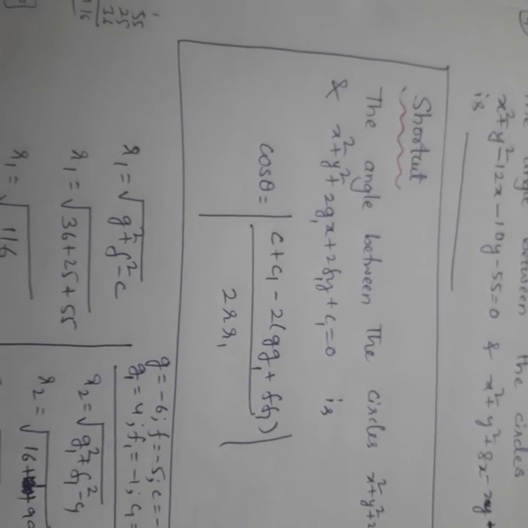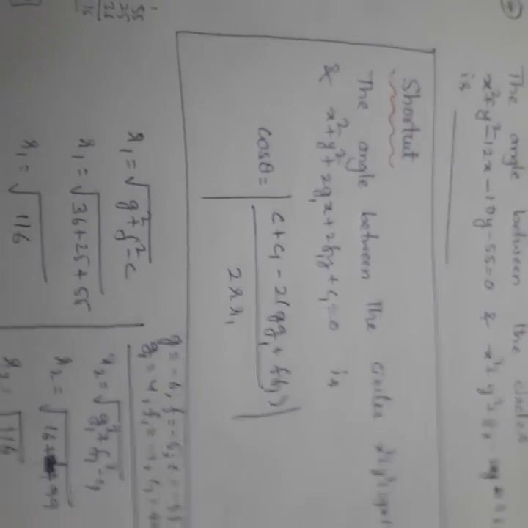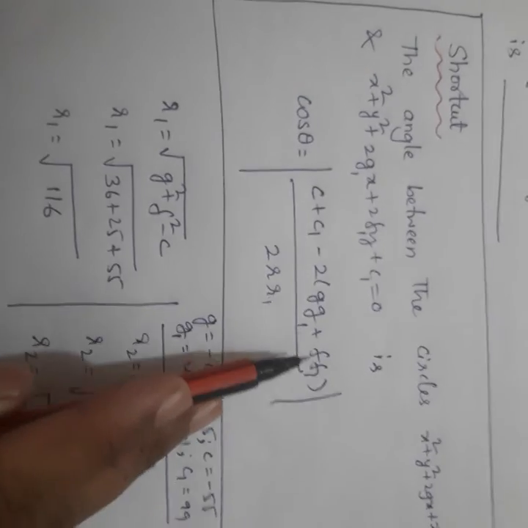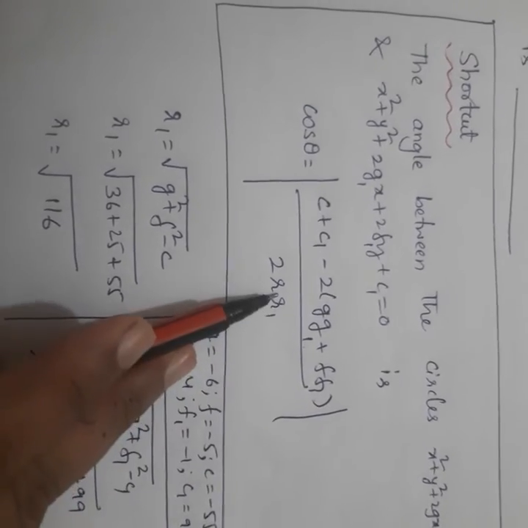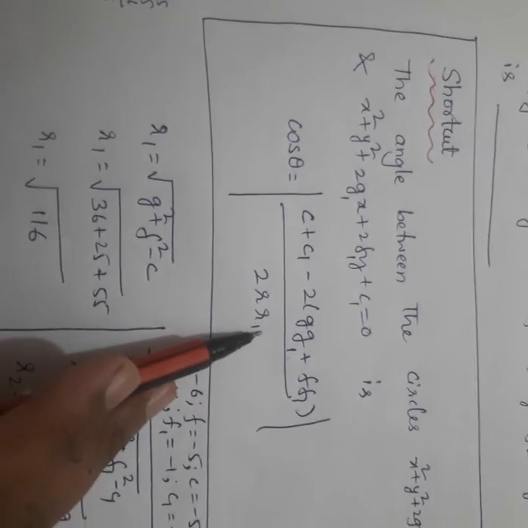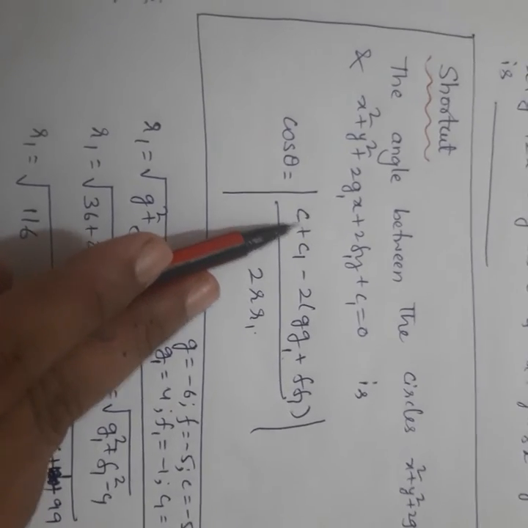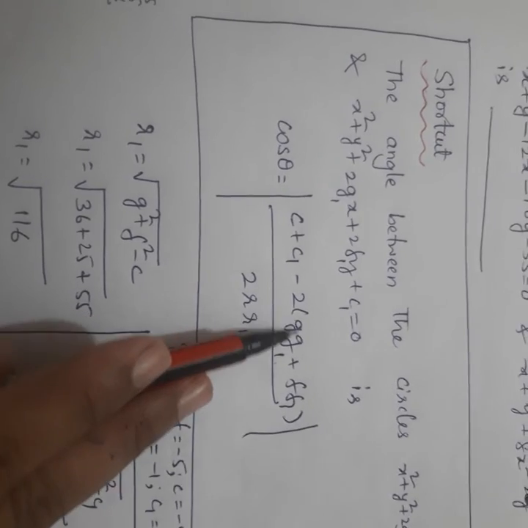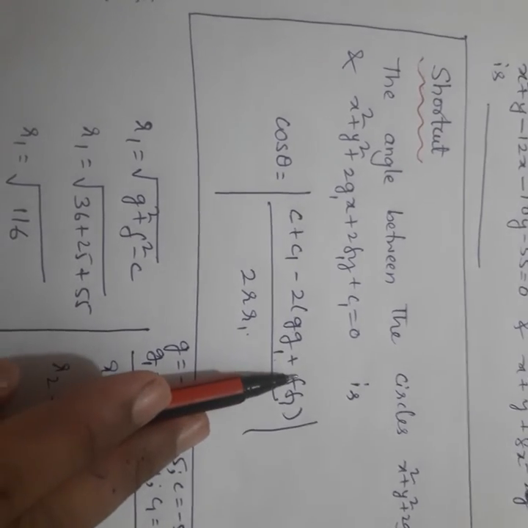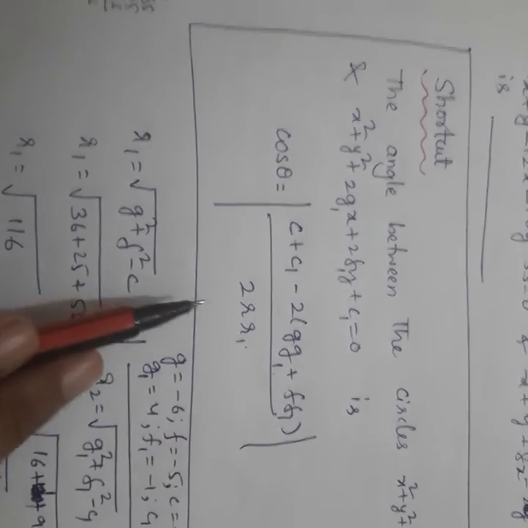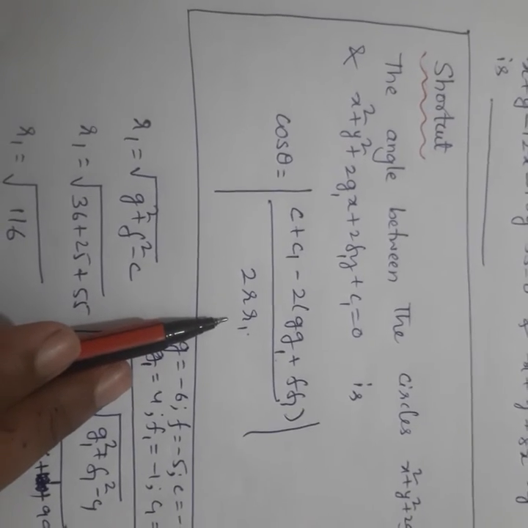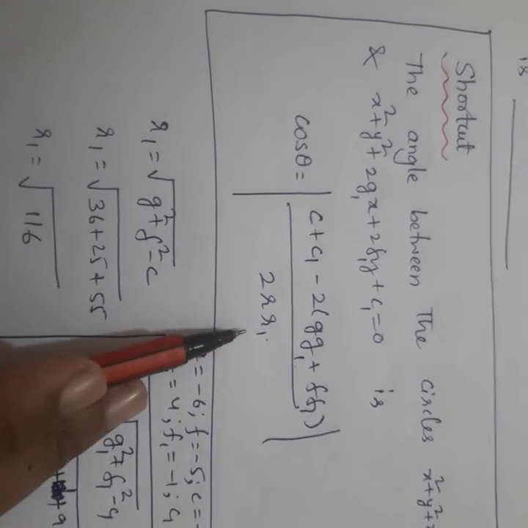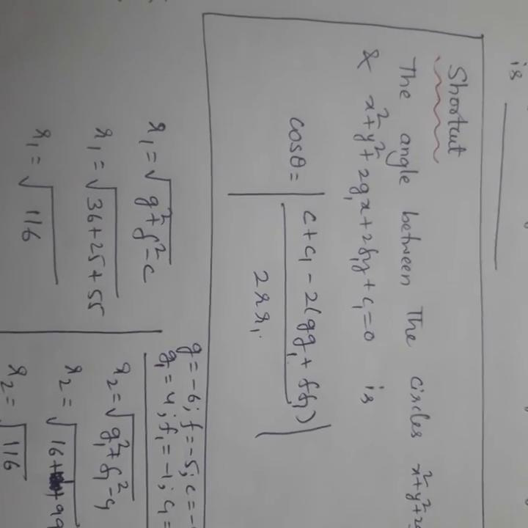So what you have to do is find the c value, c1 value, g value, g1 value, f value, f1 value, r value and r1 value. That is, the first circle's c value, the second circle's c value, the first circle's g value, the second circle's g value, the first circle's f value, the second circle's f value, and the first circle's r value, the second circle's r value. Once I find all those values, I just need to substitute them in this equation, and I will get the angle between the circles.